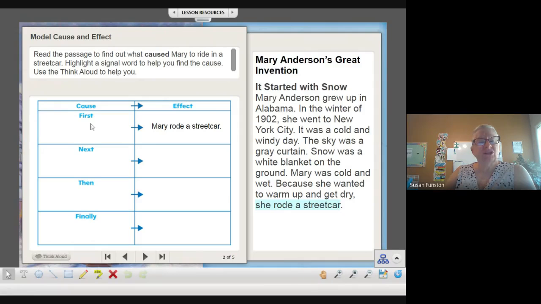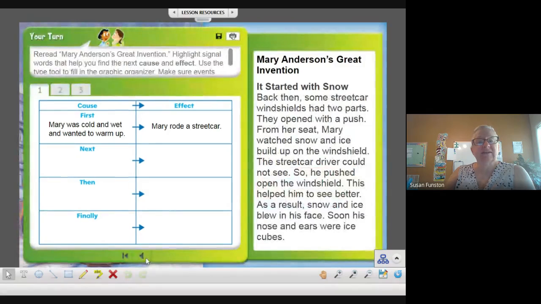Okay, so the first thing, the cause, what caused her to ride the streetcar? Okay, so Mary was cold and wet, and she wanted to get warm and dry. That is what caused her to ride the streetcar. Okay, so we have because. So that is a signal word that tells us we are looking at a cause and effect. Okay, so Mary was cold and wet and wanted to warm up, and so she rode the streetcar. That is our first cause and effect.